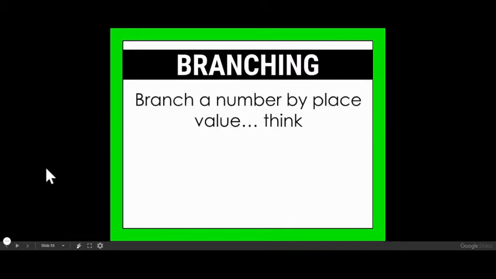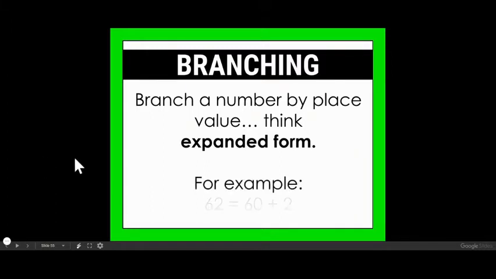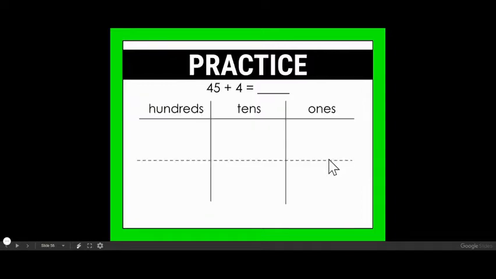So branching a number is taking each digit and representing it by place value. So it's kind of like expanded form. You take your hundreds and you put it in the hundreds column, your tens in the tens column, and the ones in the ones column. But instead of drawing the blocks, you write the number. So for example, if you have the number 62, you would branch this into 60 and 2. The 60 would go in the tens column and the 2 would go in the ones column. So let's look at an example.